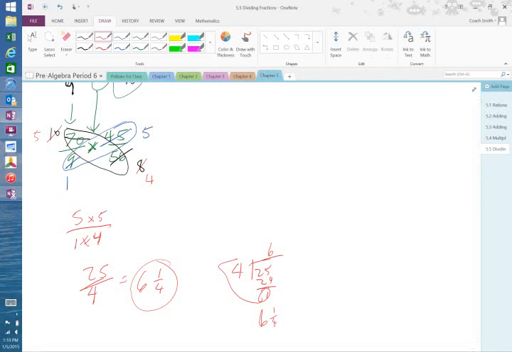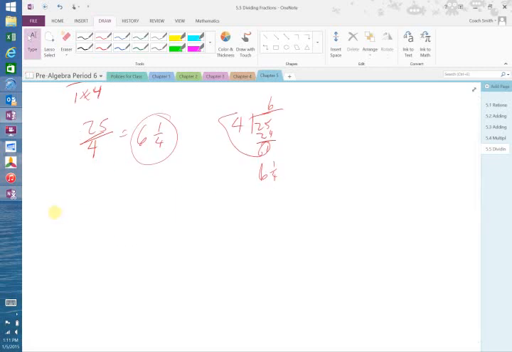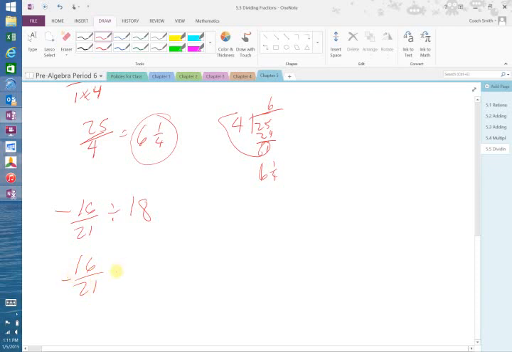Okay? Now, it doesn't change whether it's negatives and positives or whether they're all positives, they're all negatives. That doesn't matter. Let's look at this one. Negative 16 over 21 divided by 18. Okay, the first one is a proper fraction, so we don't have to do anything to it. Second one, our divisor is a whole number, so we have to change it to an improper fraction. What is 18 as an improper fraction, Copeland? 18 over 1. So we have negative 16 over 21 divided by 18 over 1.